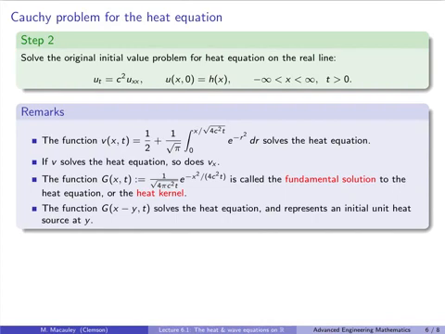Okay, so we've established that any shift of this solves the heat equation, and this represents an initial unit heat source at y, which is not necessarily 0. So let me draw this here. This is x, and y might be something here, and this is going to represent, think of it like a delta function here.